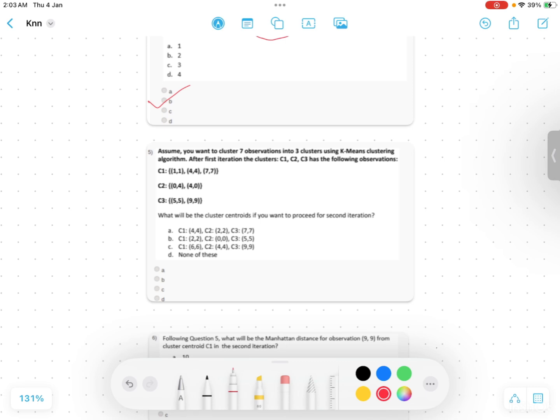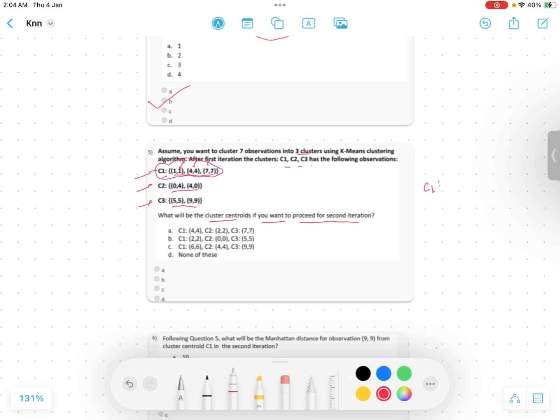Now the next question. Assume you want to cluster 7 observations into 3 clusters, k equals 3, using the k-means clustering algorithm. After the first iteration, the centroid positions are C1, C2, C3, and in the C1 cluster we have these data points, in C2 we have these data points, and in C3 we have these data points. What will be the cluster centroid if you want to proceed to the second iteration? So for C1, in the C1 cluster these are the data points.